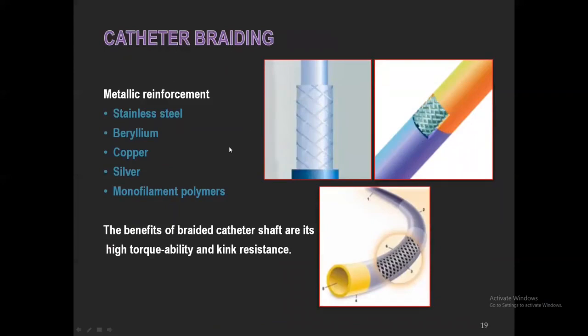Even if we see a catheter as a plastic tube, there is some metallic braiding or metallic reinforcement in the wall of the catheter. We call it braiding. Stainless steel braiding or beryllium, copper, silver, other polymers. These are the common materials used for braiding. Braiding increases the radiopacity and it prevents kinking, meaning kink resistance. Kink resistance means the catheter will not get kinked when we rotate or when it goes through a curved artery or a tortuous artery.